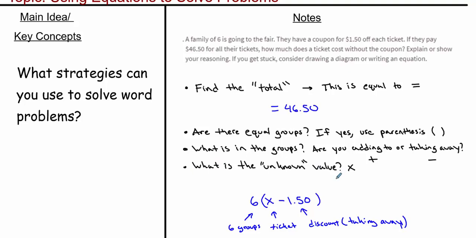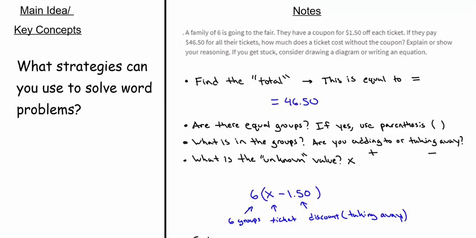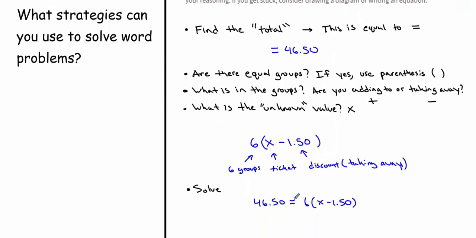And what's the unknown value? That's going to be your variable. So the unknown value in this case is the original price of a ticket. So our equation would be the total, $46.50, which is equal to six family members, and they each buy a ticket with a $1.50 discount. And this would be the equation we solved. And we did that earlier, so I'm not going to go through it again.